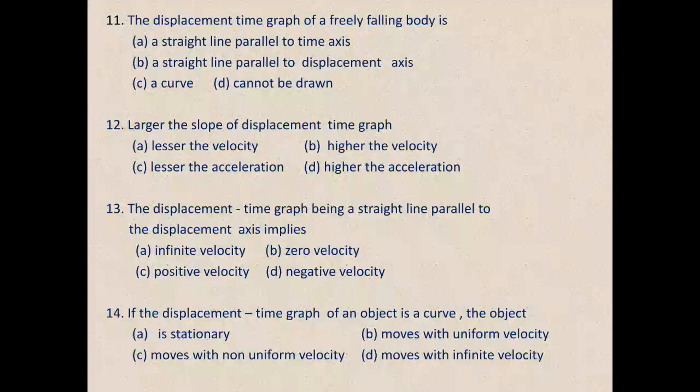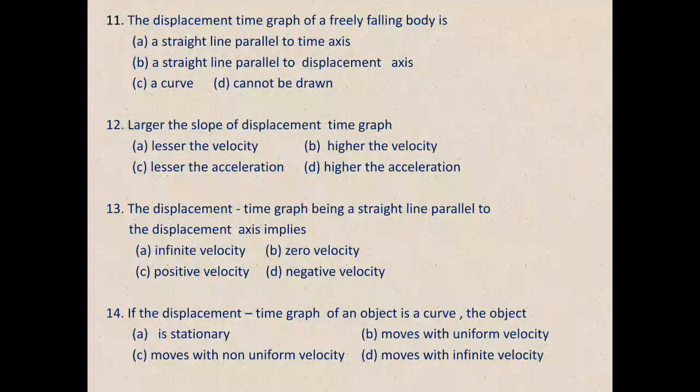Question 11. The displacement time graph of a freely falling body is number A, a straight line parallel to time axis. Number B, a straight line parallel to displacement axis. Number C, a curve. Number D, cannot be drawn. So, in question number 11, a body falling freely undergoes a uniformly accelerated motion, so at equal intervals of time, its displacement increases as the time progresses. Thus, the displacement time graph for a freely falling body is a curve. So, here your correct answer will be C, a curve.